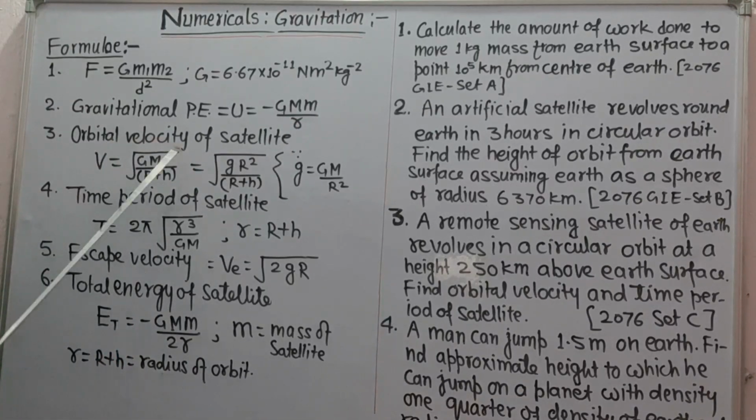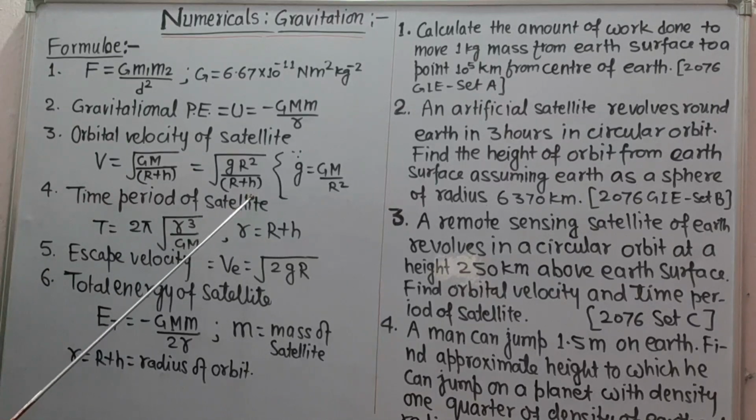Third formula, orbital velocity of satellite v is equal to under root G capital M upon R plus h, which may be written as g R square upon R plus h, because on earth's surface small g, which is acceleration due to gravity, is equal to G M upon R square, where capital M is mass of earth and capital R is radius of earth.